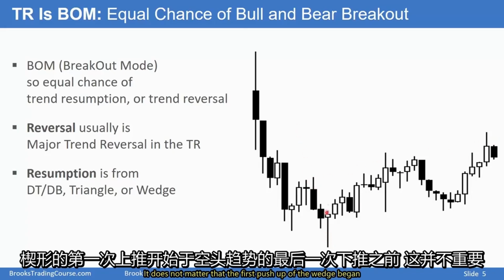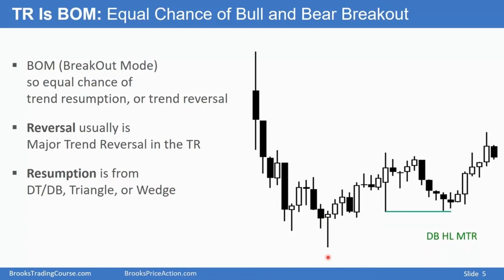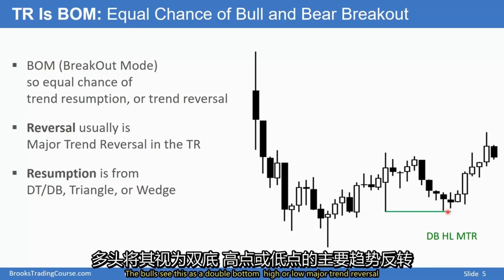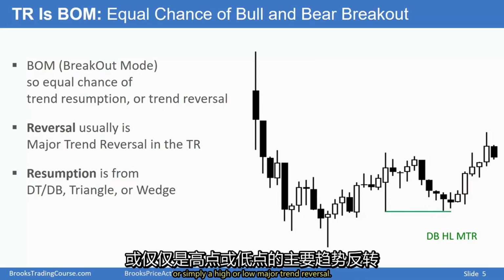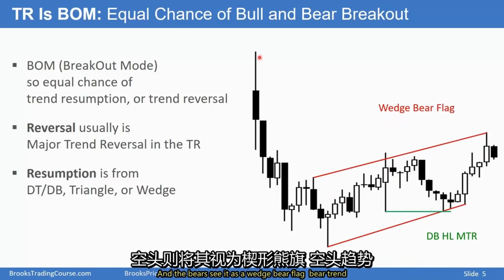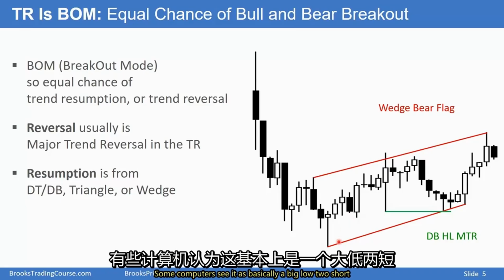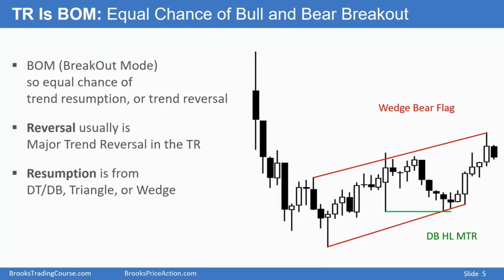It does not matter that the first push up of the wedge began before the final push down of the bear trend. That is very common. The bulls see this as a double bottom, higher low major trend reversal, or simply a higher low major trend reversal. And the bears see it as a wedge bear flag, bear trend, a pullback to about 50%, 3 pushes up, 1, 2. Some computers see it as basically a big low 2 short, leg 1, pullback, leg 2.